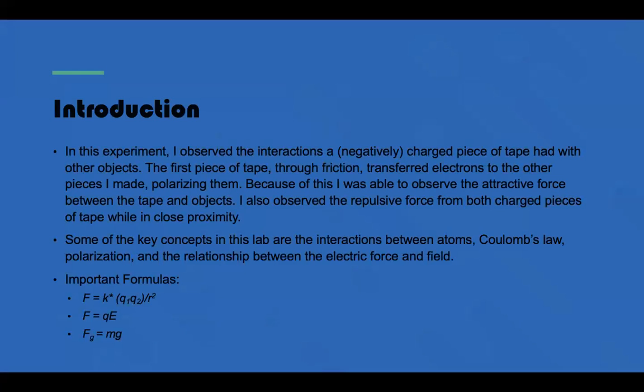In this experiment, I observed the interactions a negatively charged piece of tape had with other objects. The first piece of tape, through friction, transferred electrons to the other pieces I made, polarizing them. Because of this, I was able to observe the attraction force between the tape and objects. I also observed the repulsion force from both charged pieces of tape while in close proximity.